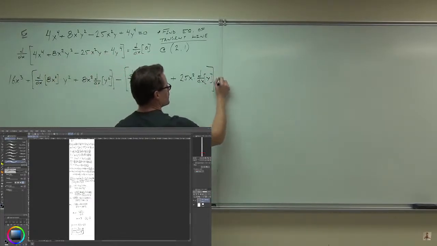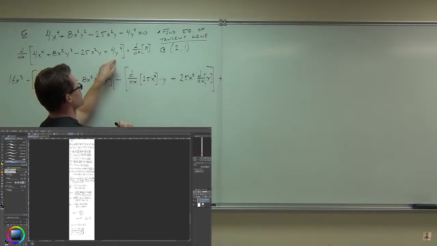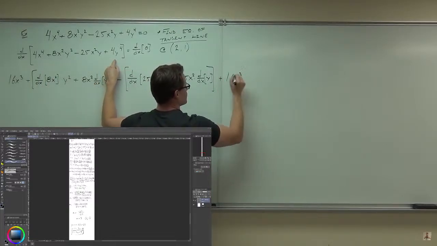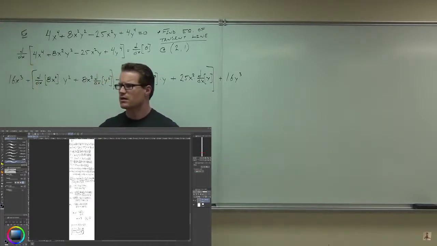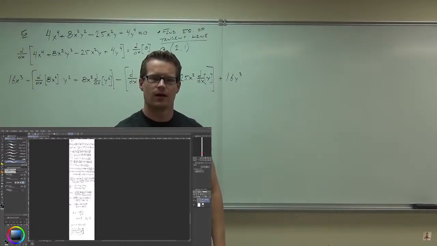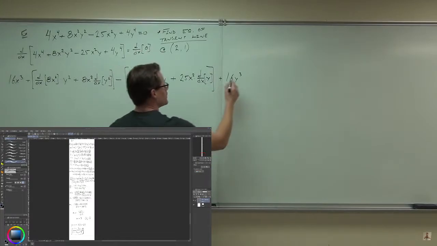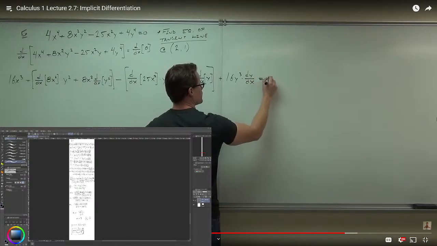And then, that's a good place for a plus. Plus, let's do this piece. What's that piece? Okay, I'll give you a 16y cubed. Do we need a dy/dx on that? Every time you touch a y with a derivative, you have to have a dy/dx on account of what rule was that? General power rule, or in general, the chain rule. That's right. The chain rule says that. Derivative of the inside. Equals 0.